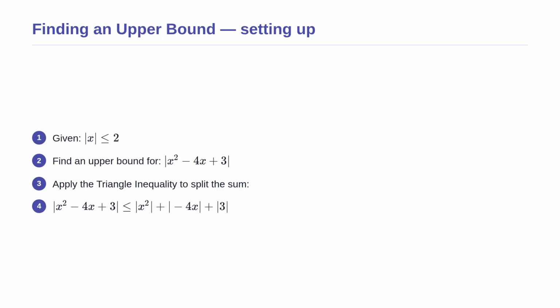Before we prove why the triangle inequality works, let us see how powerful it is in practice. We are given that the absolute value of x is less than or equal to 2. We are asked to find a maximum possible value, or upper bound, for the complicated expression, the absolute value of x squared minus 4x plus 3. We choose to use the triangle inequality here because it allows us to split this large sum into separate, smaller absolute values. By applying the inequality, we guarantee that the total distance from zero is less than or equal to the sum of the individual distances of each term.